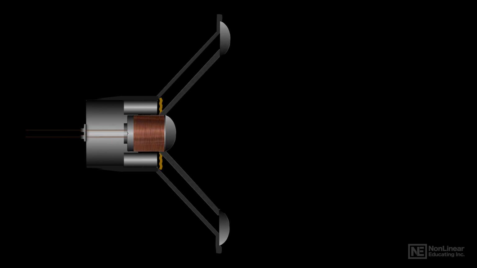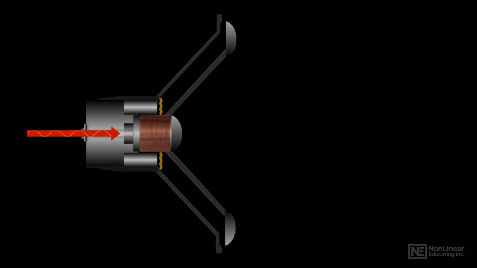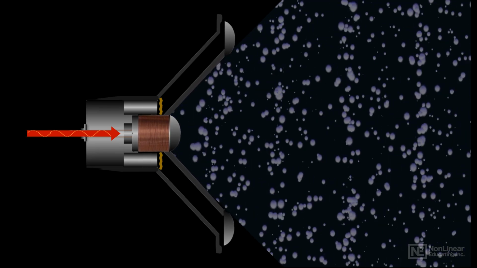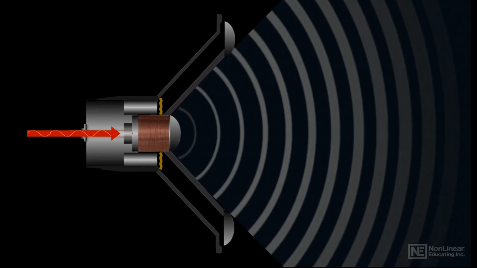When an incoming audio signal passes through the voice coil, it creates a magnetic field which interacts with the field of the magnet. This causes the voice coil assembly and the attached speaker diaphragm to move back and forth as the polarity of the audio signal swings between positive and negative. Naturally, when the speaker moves, it displaces air molecules, creating compressions and rarefactions, forming an acoustic sound wave.